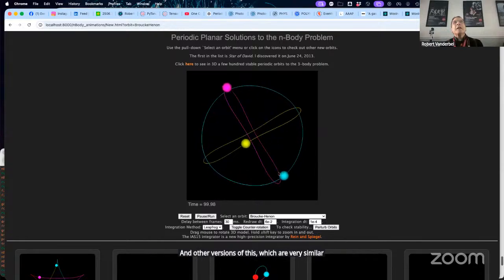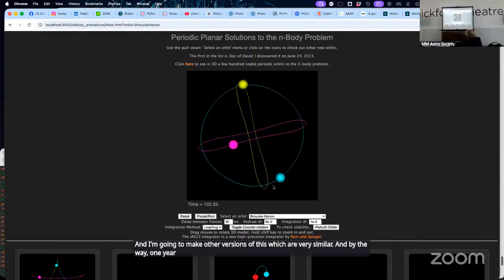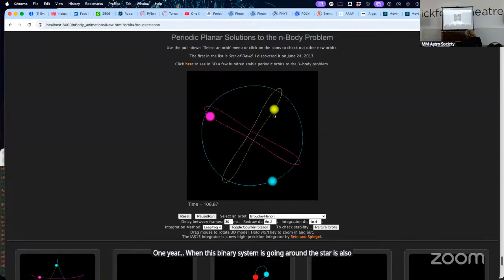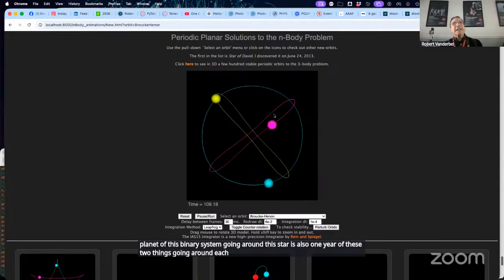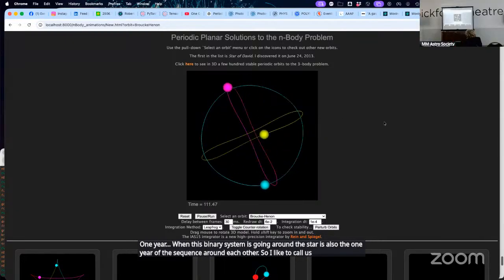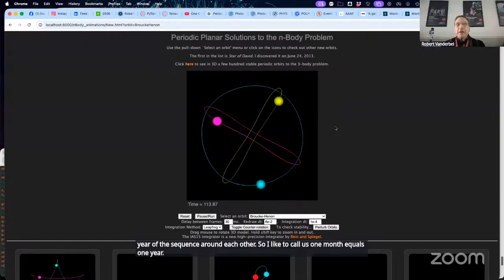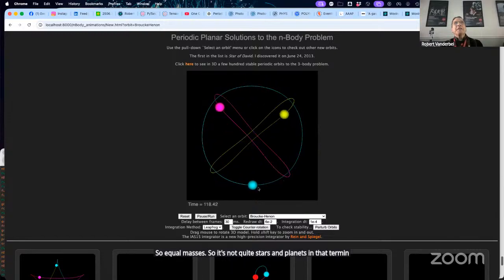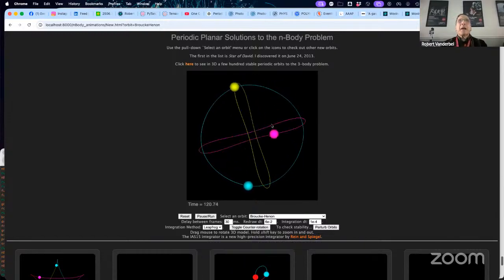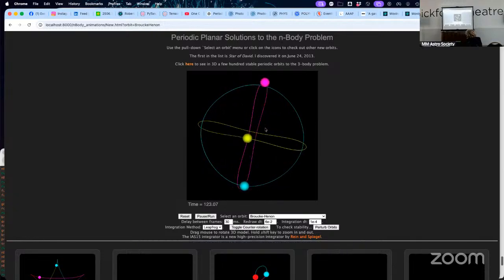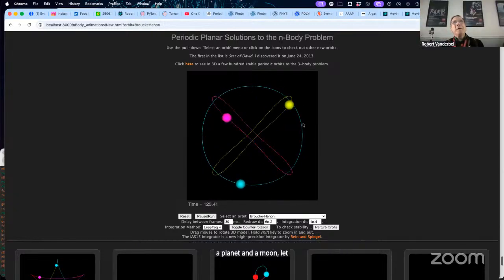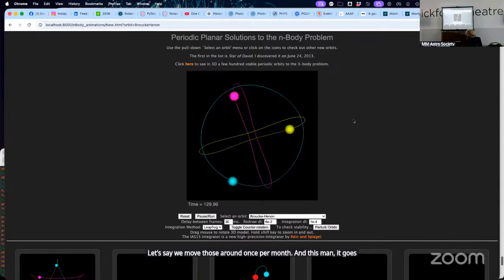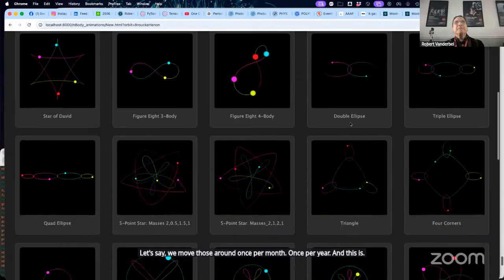And by the way, 1 year of this binary system going around this star is also 1 year of these two things going around each other. So I like to call this 1 month equals 1 year. So equal masses, so it's not quite stars and planets, that terminology, but we can think of this one as a star, and this as a planet and a moon, let's say, and the moon goes around once per month, and this planet goes around once per year, and this is 1 month equals 1 year.